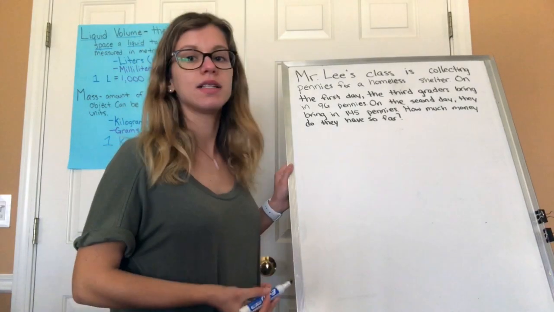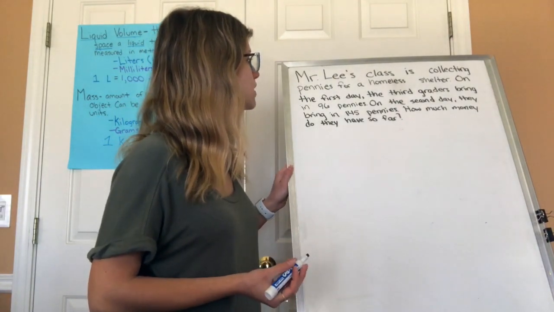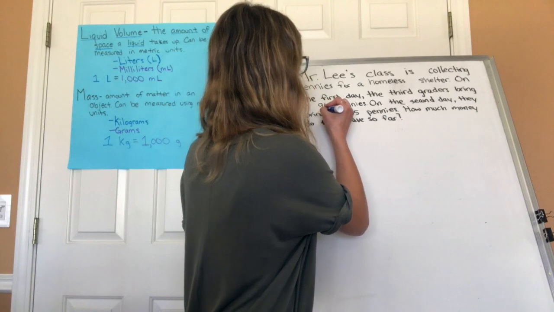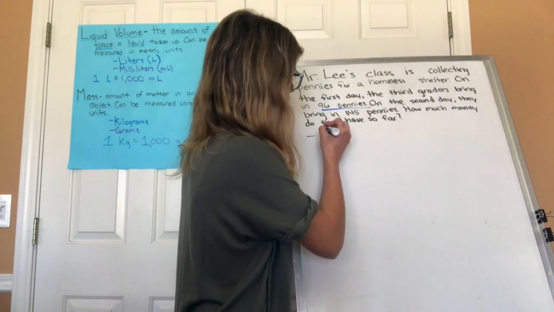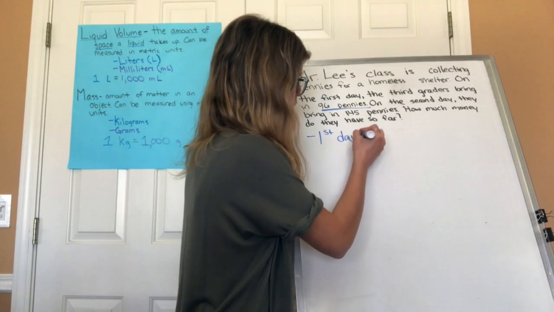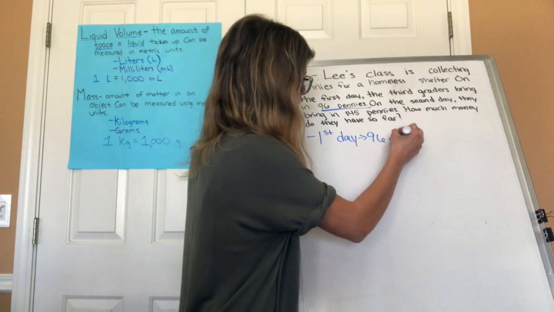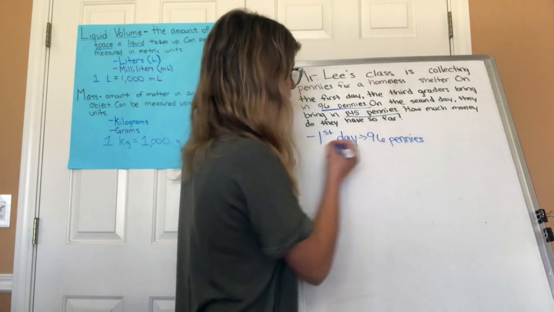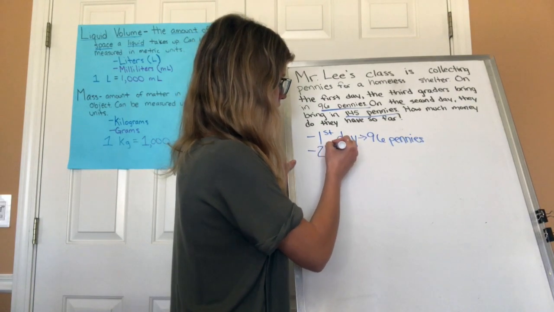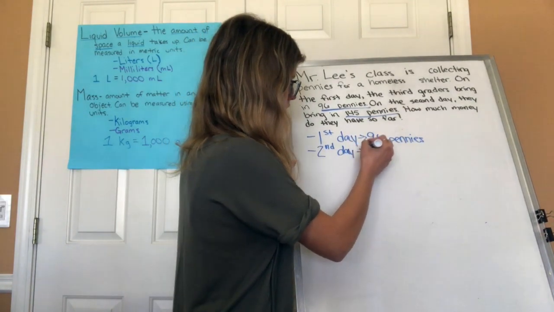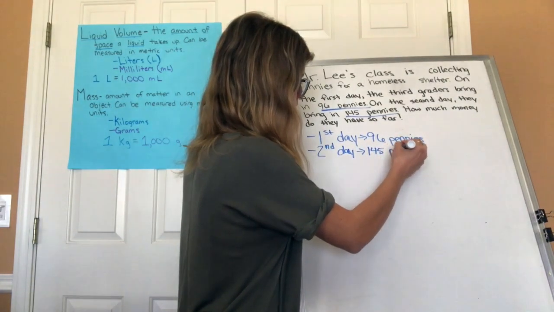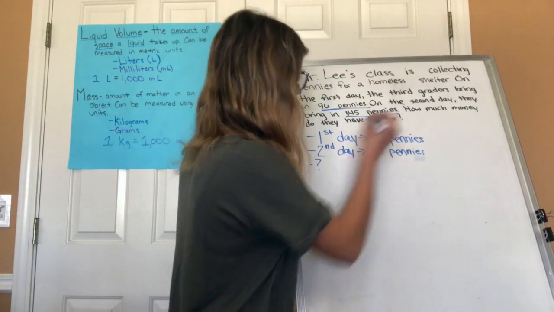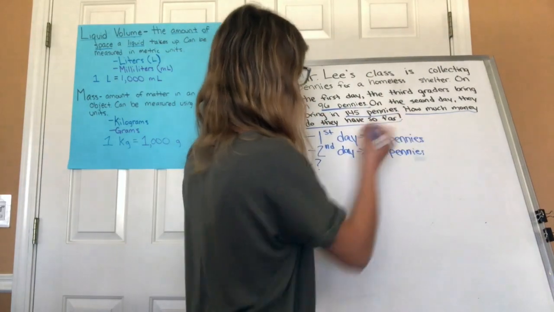What I need you to do first is take notes of this problem. So it says, Mr. Lee's class is collecting pennies for a homeless shelter. On the first day, the third graders bring in 96 pennies. So first day, 96 pennies. On the second day, they bring in 145 pennies. Second day, 145 pennies. How much money do they have so far? So the question we're trying to figure out is, how much money do they have so far?